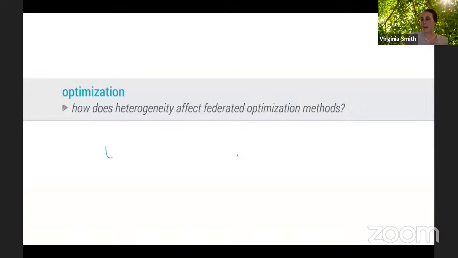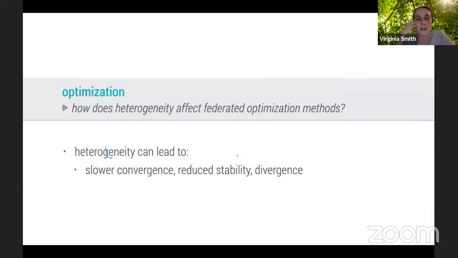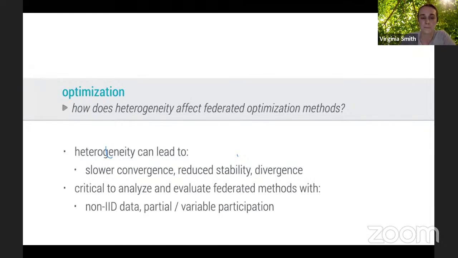Okay, so I wanted to start with optimization because I think it's one of the first places that you might think about heterogeneity affecting this whole process. And in particular, there were two things that we talked about in terms of heterogeneity. So heterogeneity can come from the data, but it can also come from the underlying systems. And this can lead to slower convergence, reduced stability, and potentially divergence, especially when you're using these local updating methods. And for this reason, it's really critical to analyze and evaluate federated optimization methods with these practical assumptions in mind. So, thinking about the fact that the data might be non-identically distributed, or there might be partial or variable participation from the devices.